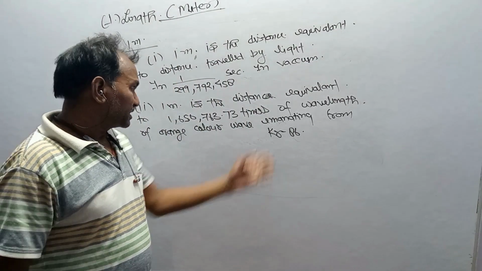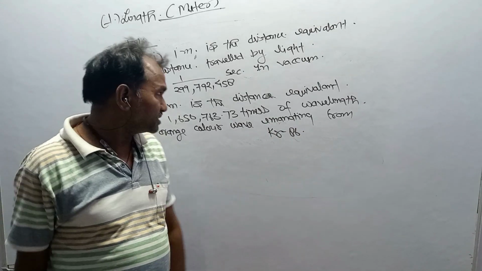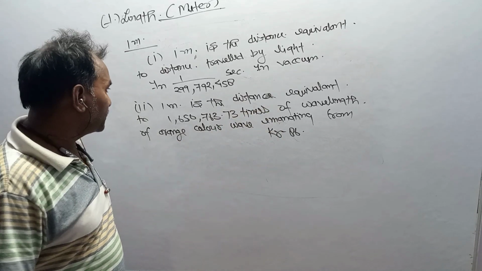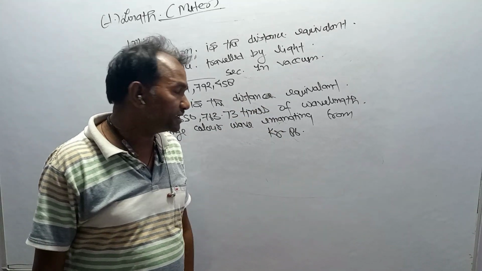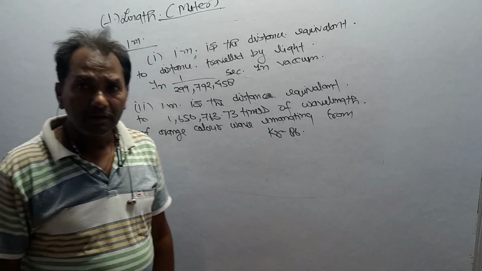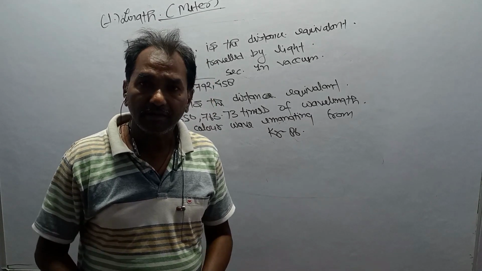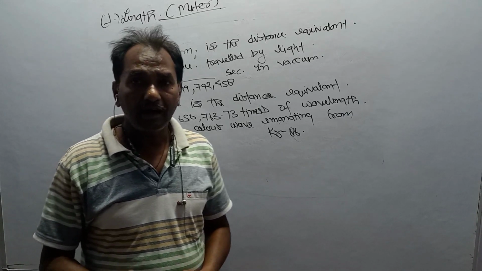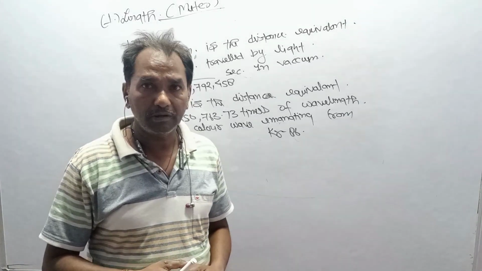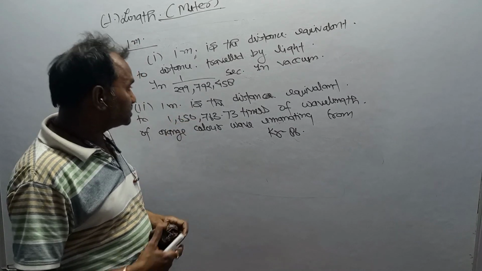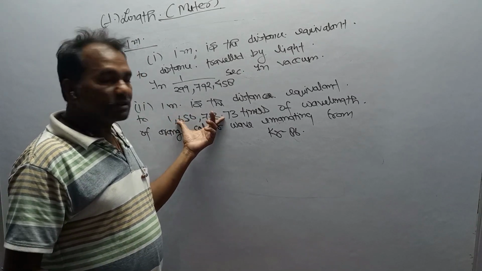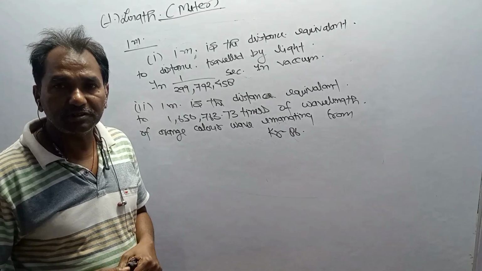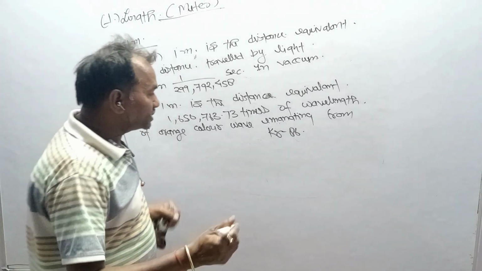So 1 meter is the distance equivalent to 1,650,763.73 times the wavelength of orange color wave emanating from krypton 86. So there is the inert gas krypton 86. From this, orange color wave comes out. So 1 meter is equivalent to this many times the wavelength of that orange color wave. You may ask, what is wavelength? I am asking you, what is wavelength?